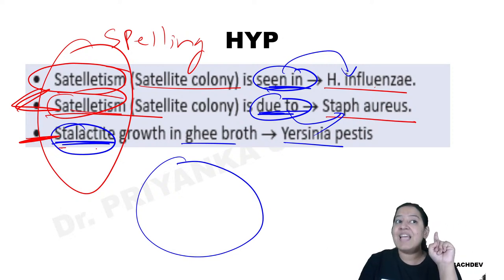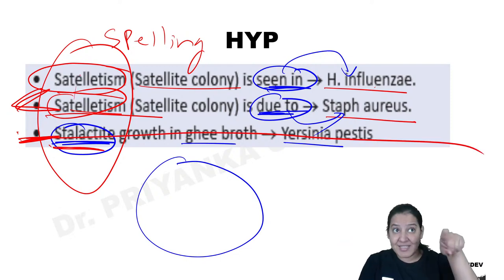Satellitism alag hai. Satellitic growth alag hai. Satellitic growth without any confusion, go with Yersinia. But satellitism mein do cheeze hai.